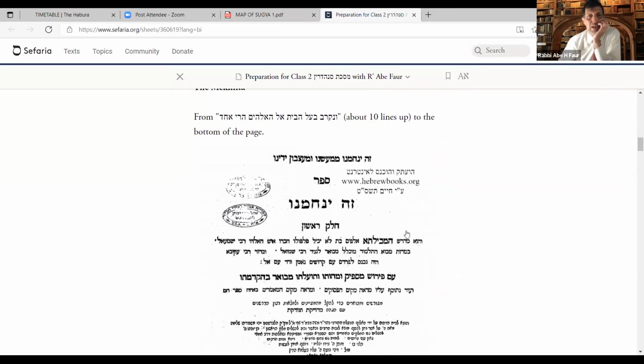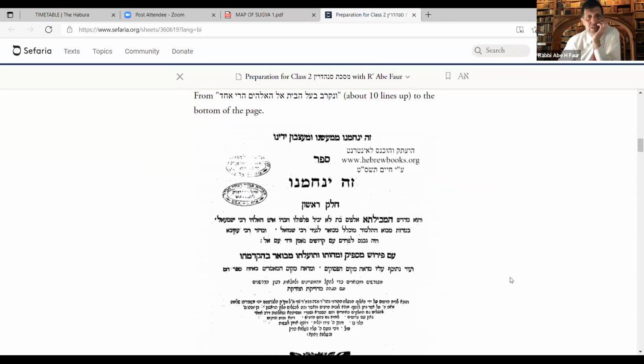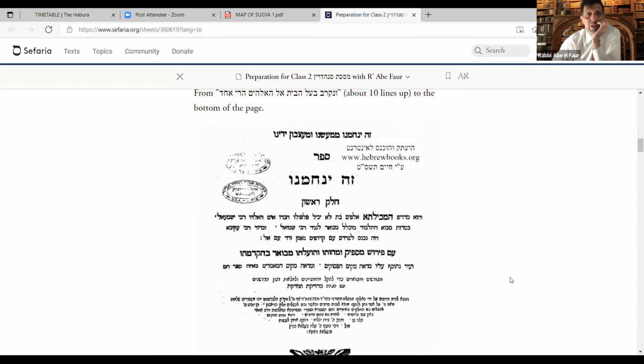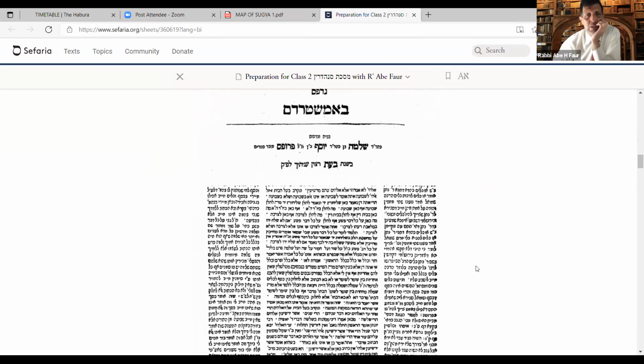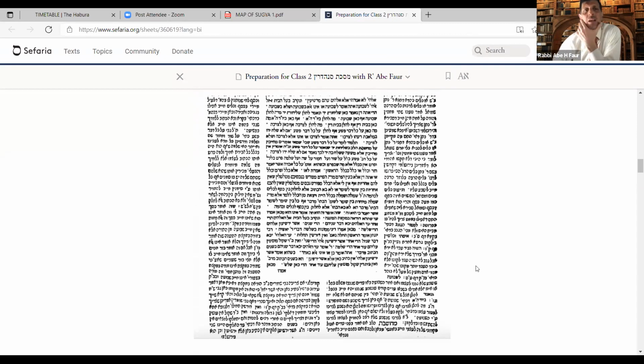So there's a Mechilta. Just so you understand, the book of Shemot has two Mechiltot. The book of Shemot has Mechilta de Rabbi Ishmael, and it has Mechilta de Rabbi Shimon bar Yochai. This is Mechilta de Rabbi Ishmael. So if you can please keep scrolling down. So here you have the Mechilta, and in the Mechilta, you have this derasha. This derasha is brought fully in the Mechilta.